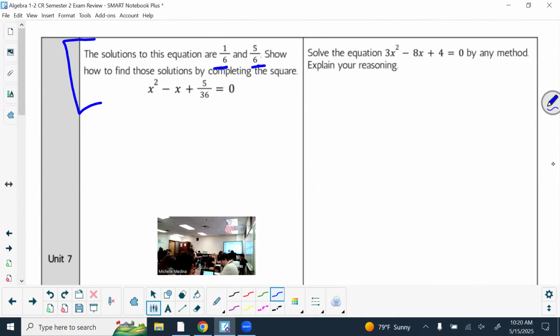Show how to find these solutions by completing the square. So it has to be that method to get the full points. If you do a different method, something would be better than nothing, but you will not get nearly the full points if you did quadratic formula, factoring, or graphing. It definitely doesn't even show any work. So completing the square would get you the full points, even if you could just do a few steps correctly. And the first step for completing the square is to do what?